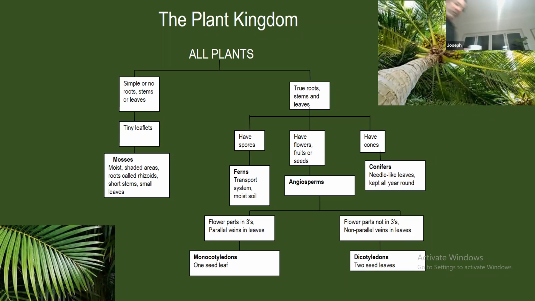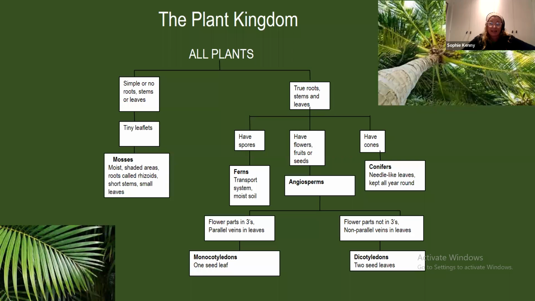And lastly, this one here. Does it have true roots, stems and leaves? Yes, it does. Now, does it have spores, or flowers, fruits and seeds, or cones? I think cones. Or do you call it fruit? Fruit, because they've got seeds, haven't they? Yep, they've got seeds. They actually have flowers, fruits and seeds. So they're seed angiosperms.